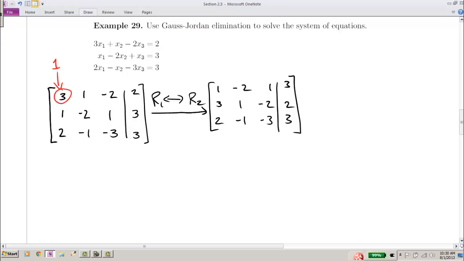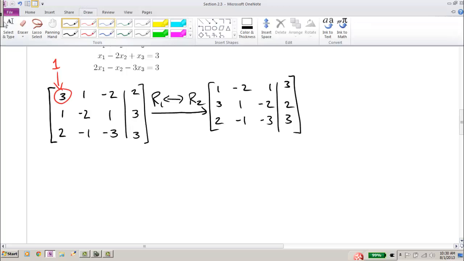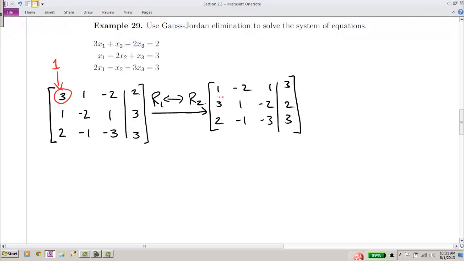Now that we've accomplished that, what we want to do is zero out the entries below that 1. So we want a 0 for both of those numbers. Now we can actually do this. We're going to take two row operations, one for zeroing out the 3 in the second row and another one to zero out the 2 in the third row. But we can do those sort of simultaneously. So let's see what we get.